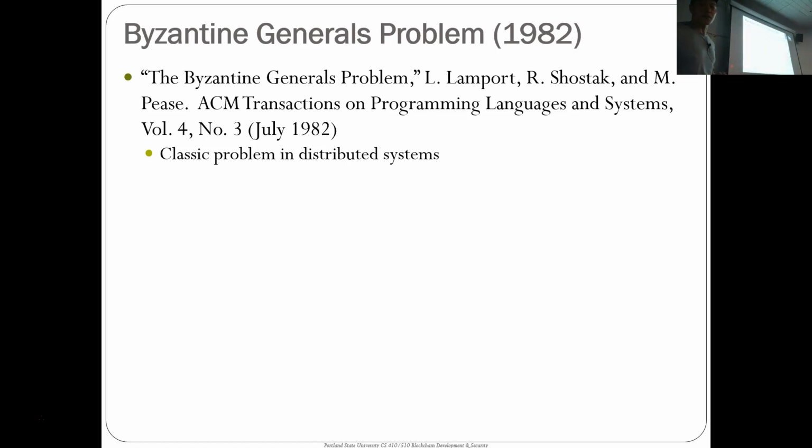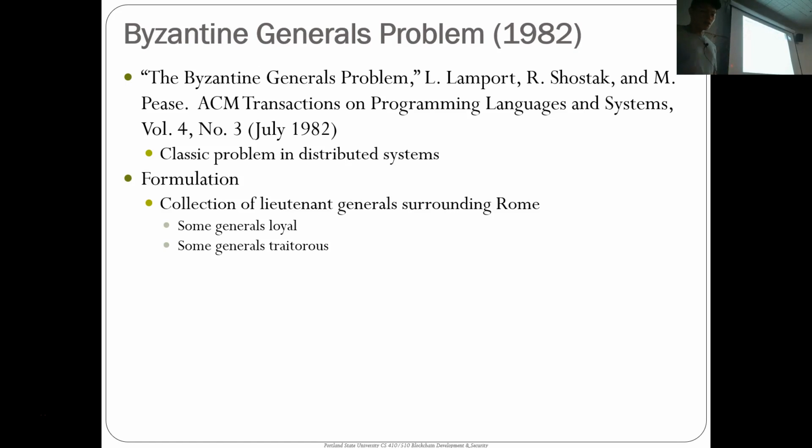And this is a classic problem that you have to solve in distributed systems when the participants can be malicious. So the formulation of this problem is that you have a collection of generals surrounding Rome. Some of the generals are loyal, and some of the generals are traitorous. They're trying to inject faults into the system intentionally. You have a commanding general who wishes to coordinate an attack or a retreat.